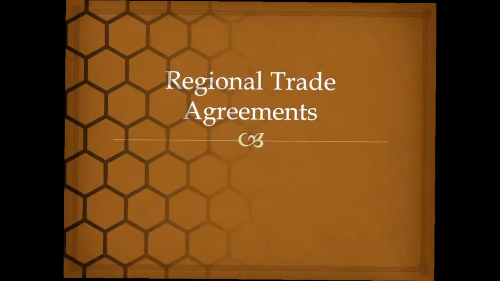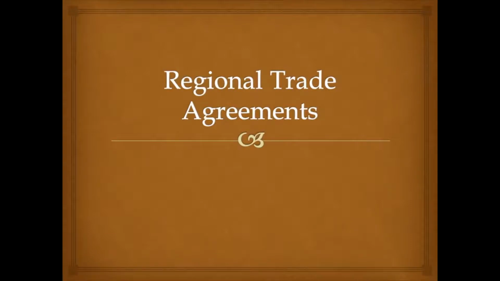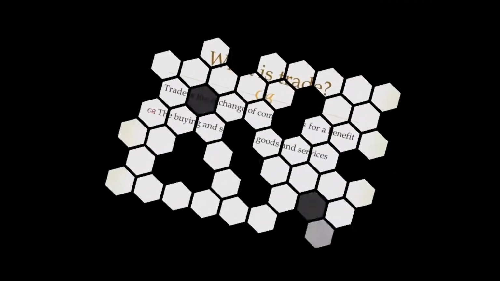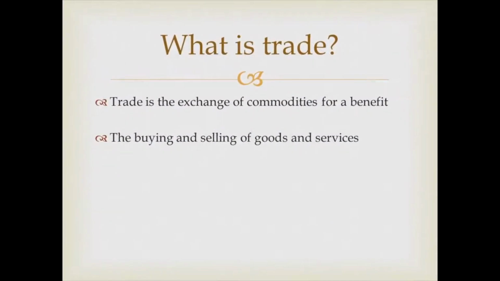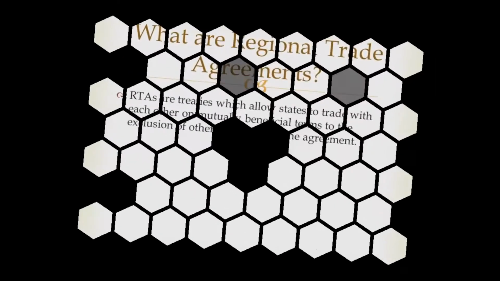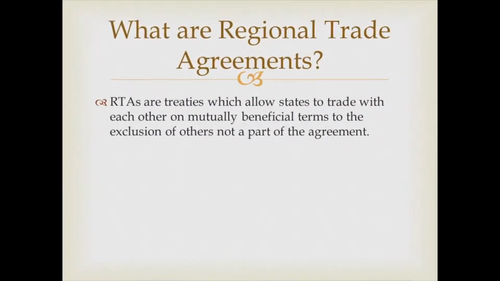So today I'm gonna be talking about regional trade agreement. Before we proceed to regional trade agreement, let's focus on trade itself. Now, trade is basically the exchange of commodities for a benefit, the buying and selling of goods and services. It's quite straightforward, right? So now let's focus on what RTA actually is. RTA is considered a set of treaties which allow states to trade with each other on mutually beneficial terms. We need to say that anybody who is bound by RTA receives equal benefit among the members.